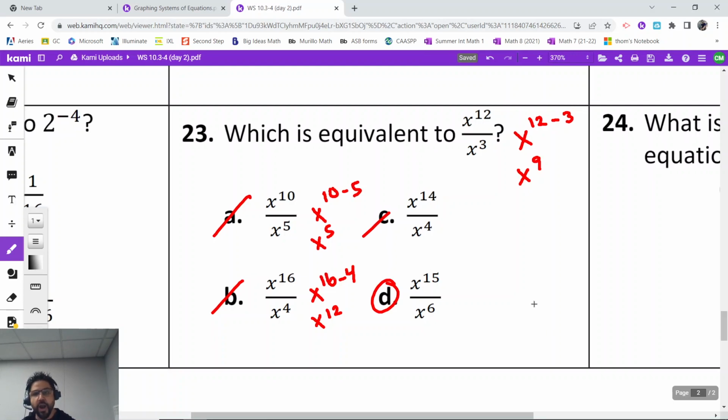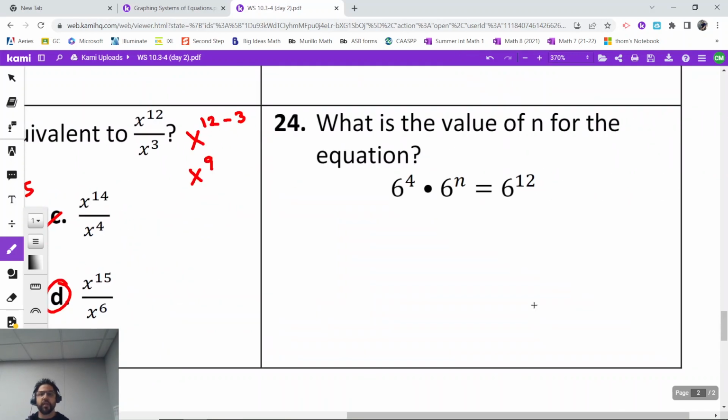Same thing for number 24. What is the value of n for this equation? Now remember, this is the same base. So that means if it's the same base, you can actually add your exponents. For you, as an awesome 8th grade student, you might just be like, duh, I know what n is equal to, because you can do basic addition. 6 stays the same, base stays the same. 4 plus n is 12, so you might be able to know the answer right away.